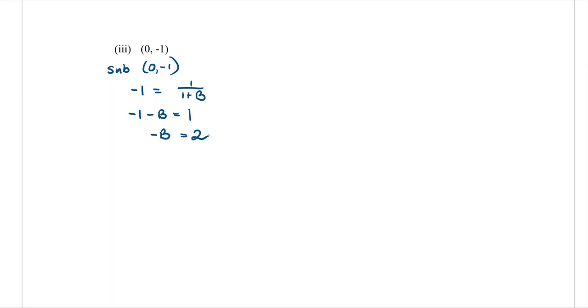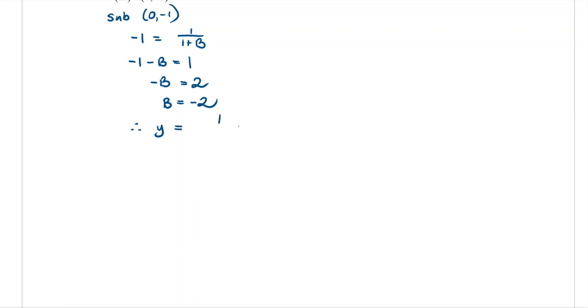So part 3. Part 3 is, we are now subbing in the point (0, -1) into our original equation. It's good, all the x values are 0, right? So it makes it easy. We have -1 for the y value equals 1 over 1 plus b e to the 0. The e to the 0 is still just 1, so we just have that nice little equation. Times the denominator over. We get -1 minus b is equal to 1. Then adding the 1 over, we get negative b equals 2. Dividing by the negative, b equals -2. Then we have our solution curve, which is y equals 1 over 1 minus 2e to the minus x.